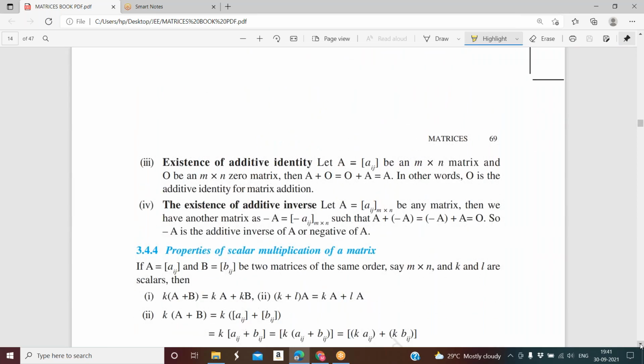Then existence of additive identity. Let A equal to matrix Aij be an m cross n matrix, and O is the zero matrix of order m cross n. Then A plus O equals O plus A equals A. In other words, O is the additive identity for matrix addition. This is for example, in real numbers, if you add any number with 0, then you will get the same number, right? 2 plus 0 is equal to 2, and also 0 plus 2. Like that, in matrices we have A plus the 0 matrix equal to the 0 matrix plus A equal to the same matrix.